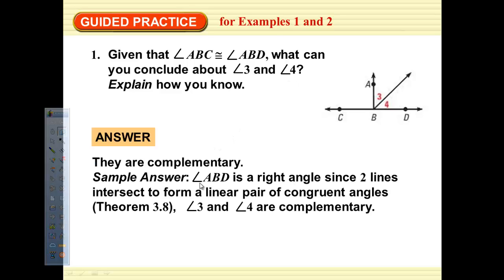Again, we would know angle ABD is a right angle because the two lines intersect to form a linear pair of congruent angles, and since these are congruent, we know they're both 90, and therefore 3 and 4 are complementary. And that's it. Thanks.